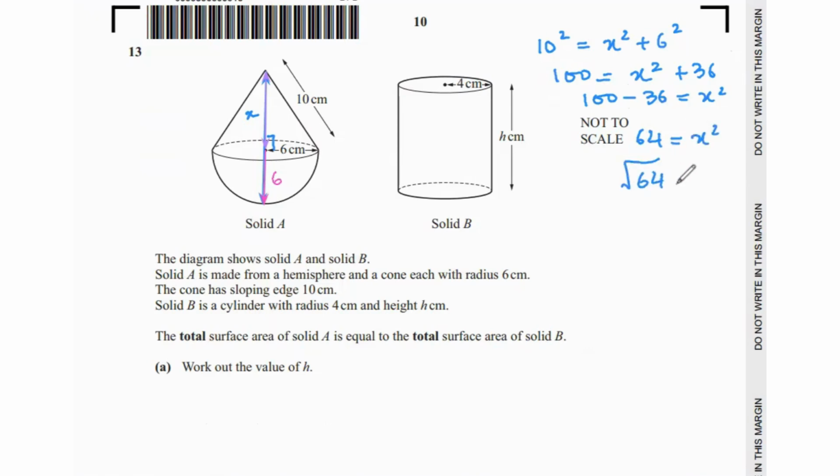Square root of 64 is something that you should know because it's a very basic square number. That's 8. So 8 centimeters is x, which means the height of solid A is going to be 8 plus 6, and that's 14 centimeters. That is your final answer. So for these type of questions, you need to be able to recognize where a right angle shape occurs in a 3D shape and how you can use that to find the missing information.